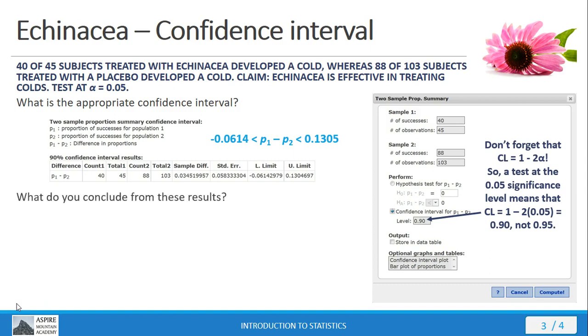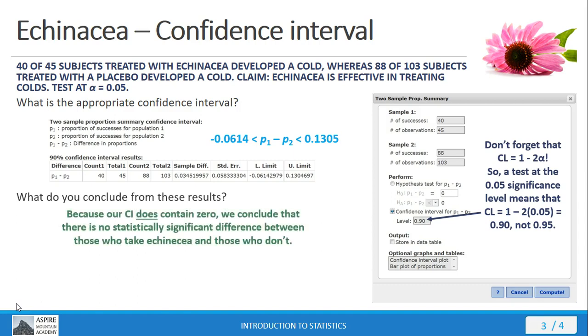What do we conclude from these results? Well, typically, when you're looking at the difference of two population parameters, you're going to be asking yourself, is 0 inside or outside my confidence limit? Inside the confidence limit means that 0 could be the value, and that means there's no difference between the two populations. Because 0 is contained within the bounds for this confidence interval, the difference between the two proportions could be 0. And if the difference is 0, then the proportions are the same, which means the Echinacea has no statistically significant effect on those who are treated for developing the common cold virus.